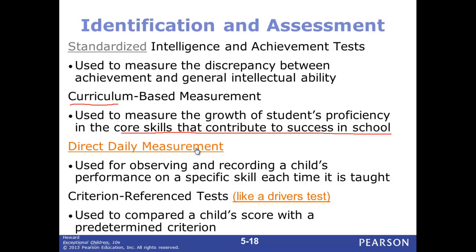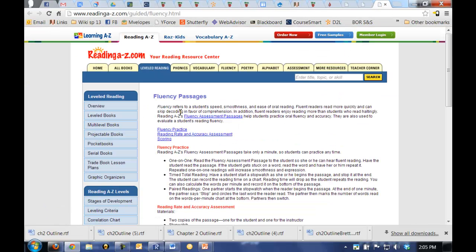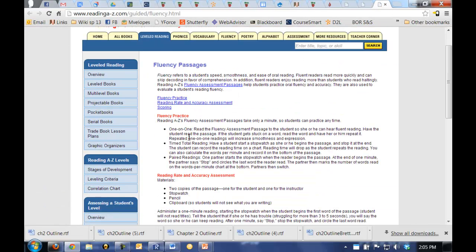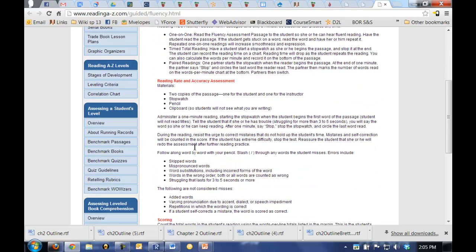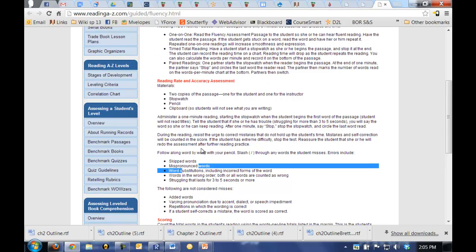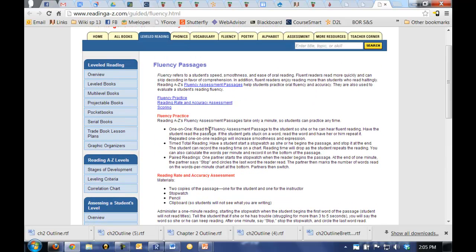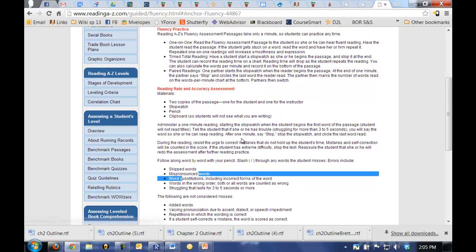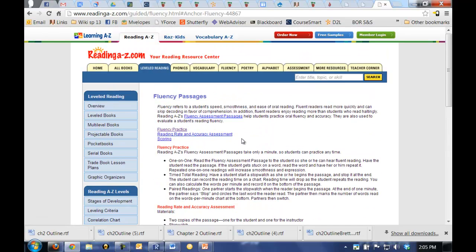Let me show you what this direct daily measurement looks like. Like this, a fluency passage: you would have them practice reading a fluency passage, and then you'd score it. It tells you how to score, like skipped words, mispronounced words, errors, things like that. And you do that daily, to see if they're making progress. And that's what that's about.